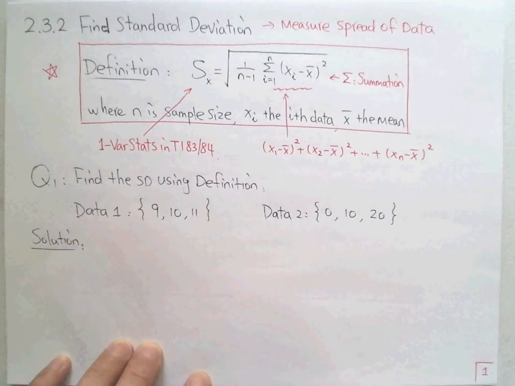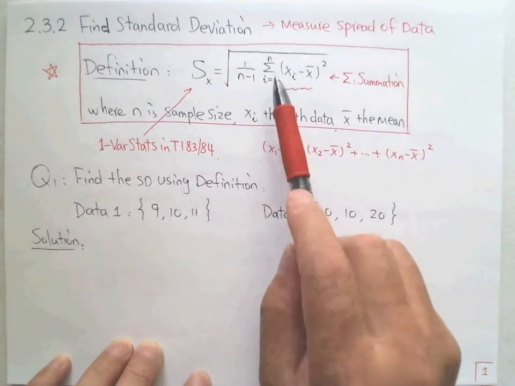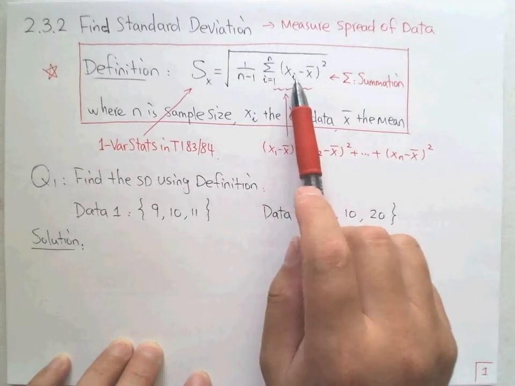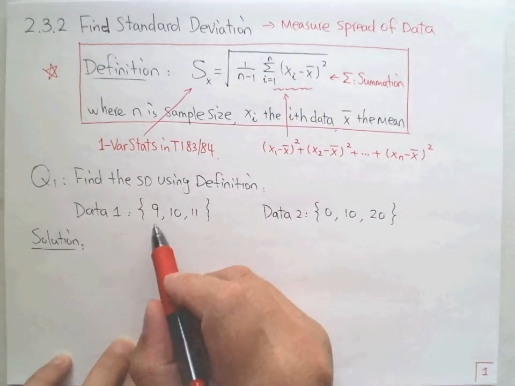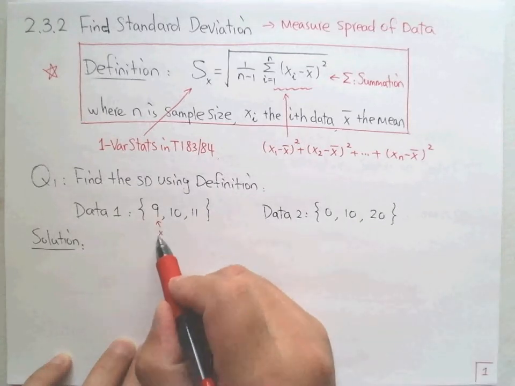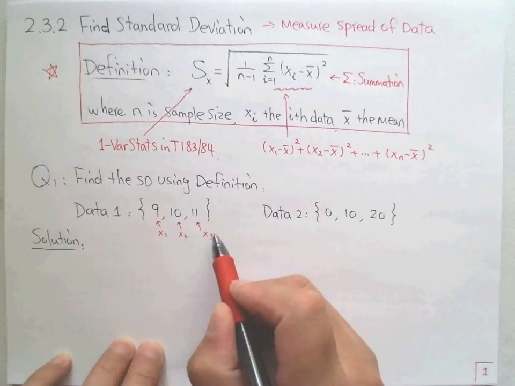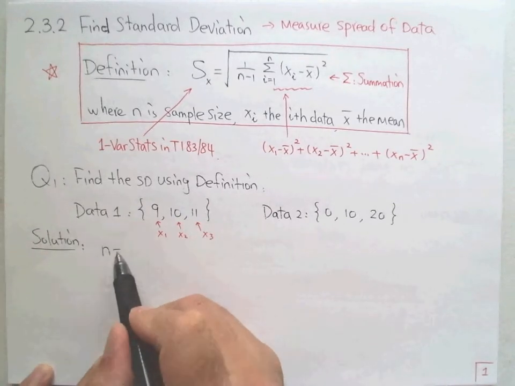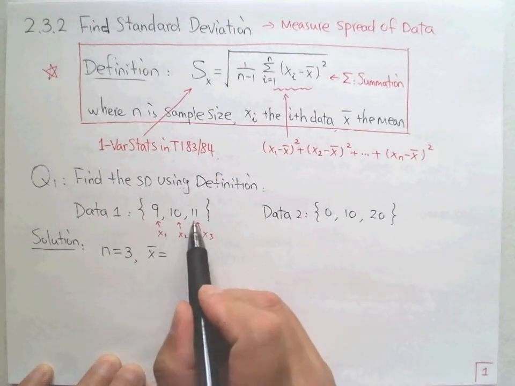Now find the standard deviation using this definition. How to do it? Keep in mind that with the definition, we need to find all the data x1, x2 to xn, find n, and find x bar. What is x? The data. For the first, we have data 9, 10, 11. This is x1, this is x2, this is x3. So we have 3 x's, which means n equals 3. Then we need to find x bar, the average. This average, of course, is 10, easy to find.